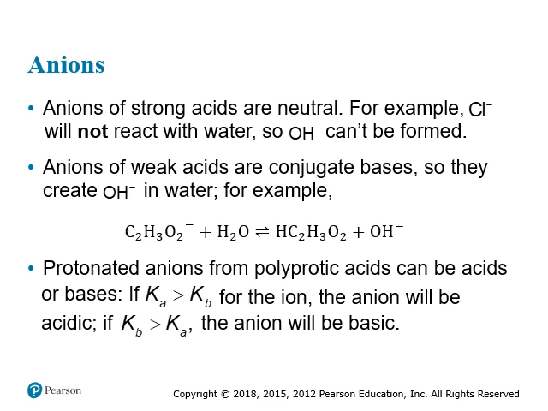Protonated anions from polyprotic acids can be either acidic or basic. You have to look at the relationship between the acid dissociation constant and the base dissociation constant for the ion itself. If Ka is greater than Kb, then the anion will be acidic. If Kb is greater than Ka, then the anion will be basic.